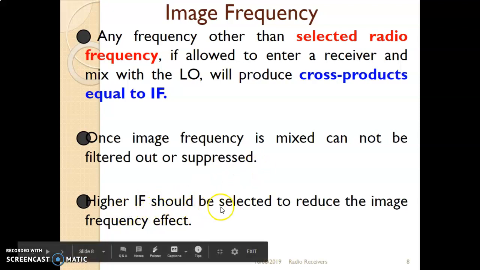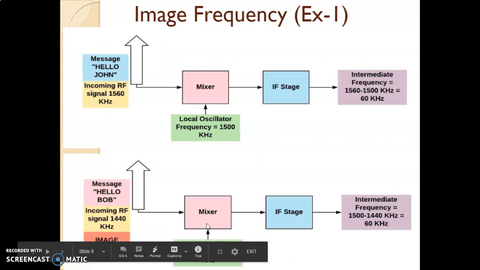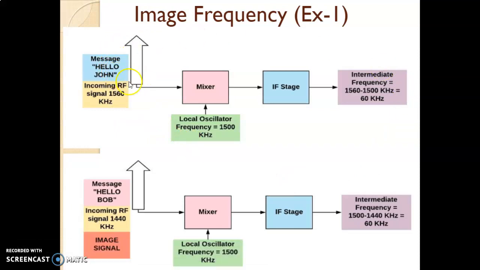So a higher intermediate frequency should be selected to reduce the image frequency effect, and for that I will be taking this particular example. In figure 1, there is a message named Hello John, which is coming at a frequency of 1560 kilohertz. I am taking this example to explain the image frequency concept. This is antenna received and given to a mixer.